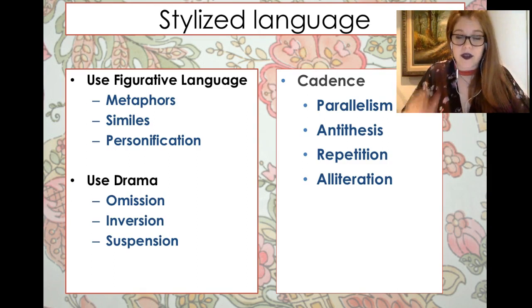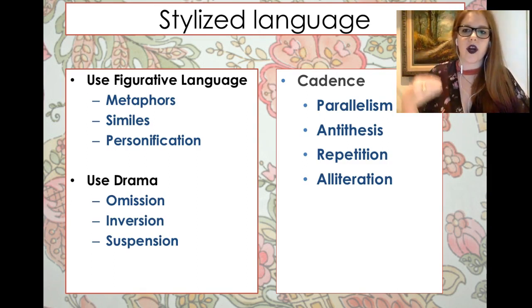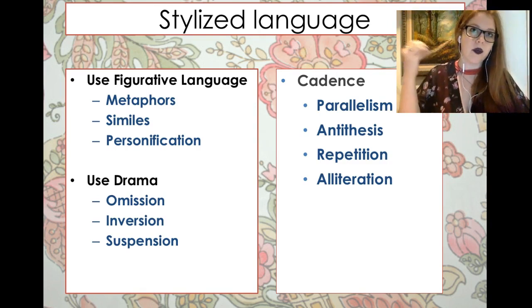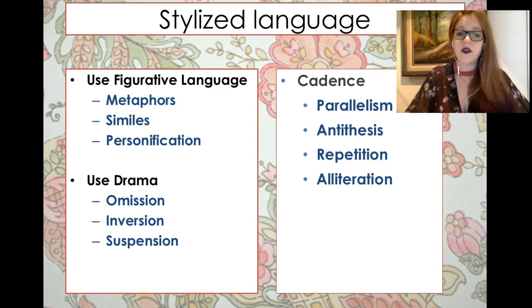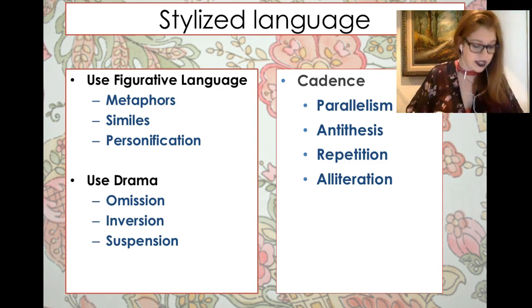The next item of stylized language is cadence. And cadence is the way that our vocalics and our vocal patterns become memorable and how they influence the audible way that you hear someone speak. So the first one is parallelism. A parallel language structure is the balance of two or more similar phrases or clauses.